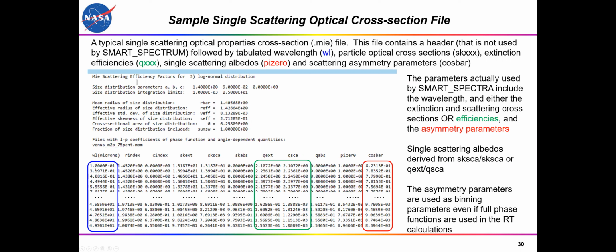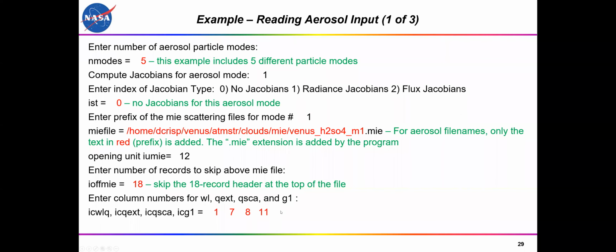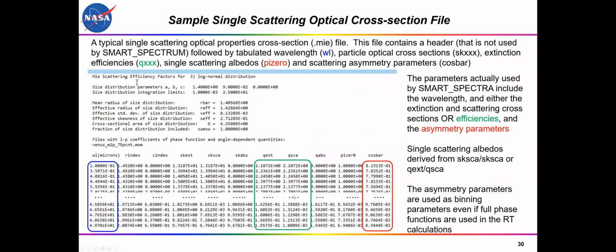The columns I care about are wavelength over here. The extinction and scattering cross sections are here and here, but I'm going to use the extinction efficiencies here and here instead. I'm going to divide the scattering cross section by the extinction cross section to get the single scattering albedo, and I'm going to pull the symmetry parameter out of the last column over here. Okay, so this is column 1, 2, 3, 4, 5, 6, 7, 8, 9, 10, 11. So that's what I told it, 7, 8, and 11. That's how it reads these files.